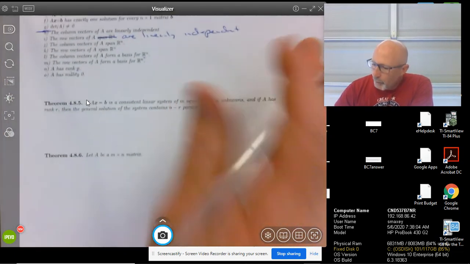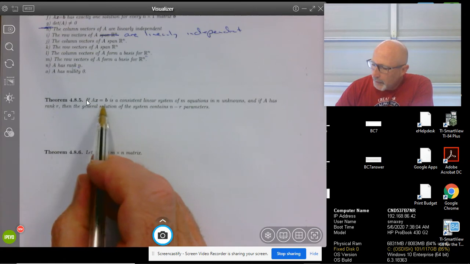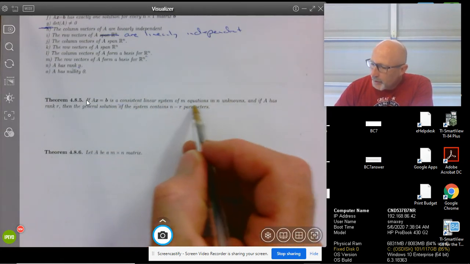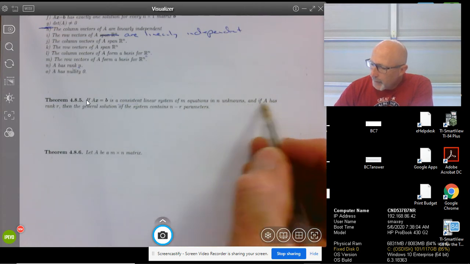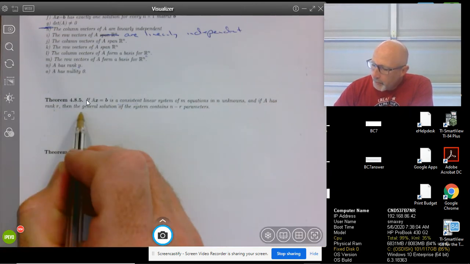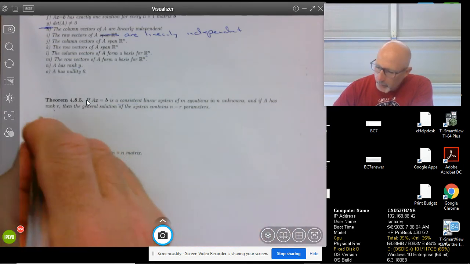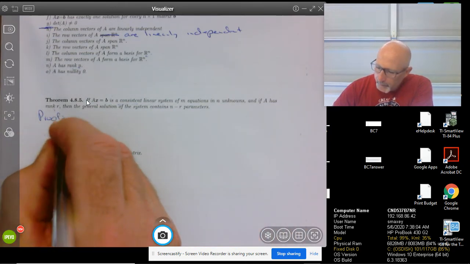Okay, theorem 4.8.5. If Ax equal to b is a consistent linear system, so it has at least one solution, of m equations and n unknowns, and if A is of rank r, then the general solution of the system contains n minus r parameters. Okay, so we're going to prove this.